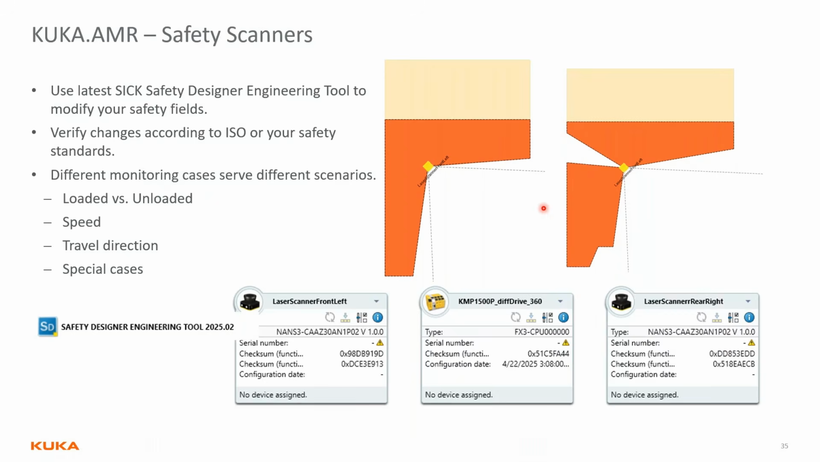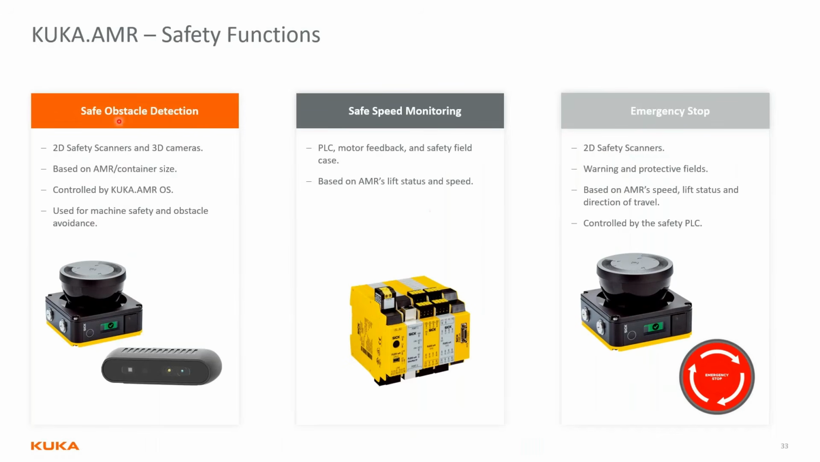Perfect. What are the safety ratings? So the safe obstacle detection part is PLD. The safe speed monitoring, I believe, is PLD as well, and the safety scanners are PLD. It specifies this in the manual for each KMP.